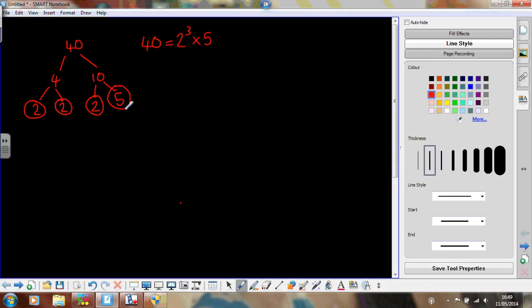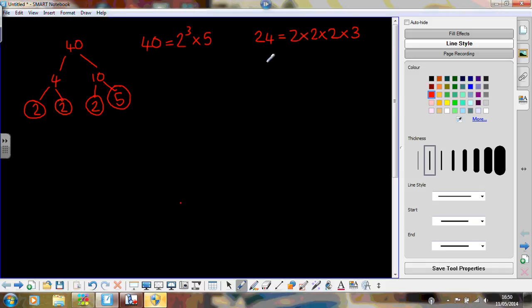Part B asks you to work out the highest common factor of 24 and 40. You've already been given 24 in the question, and you've been told that 24 is 2 times 2 times 2 times 3. Now, the highest common factor is the biggest number that divides into 24 and into 40.